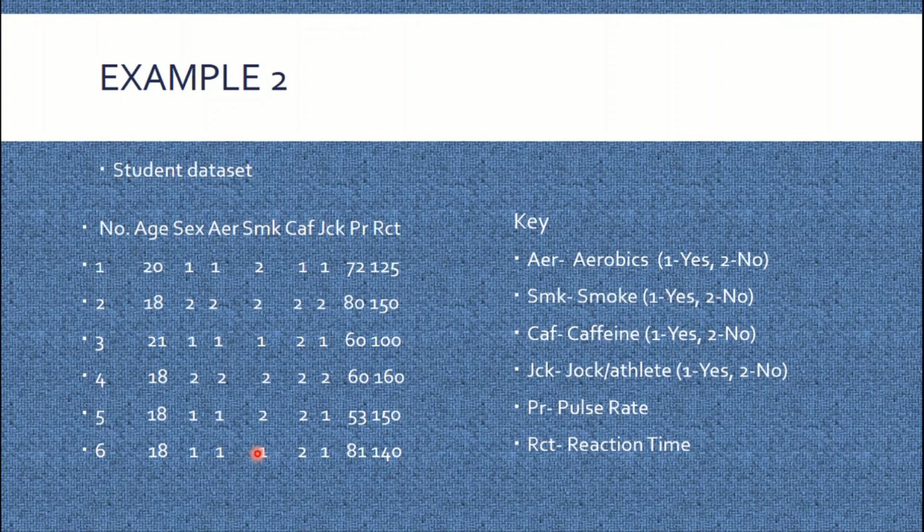So we can see therefore that the first male student does not smoke, the second one does smoke, the third one does not, and the fourth one does smoke. Therefore, we have two male students that smoke.